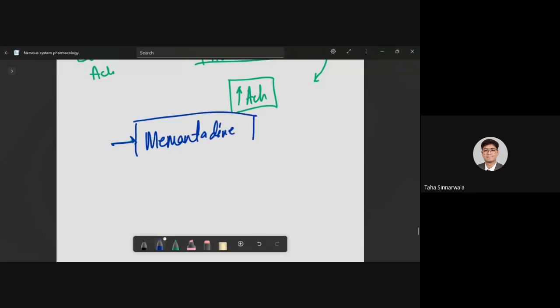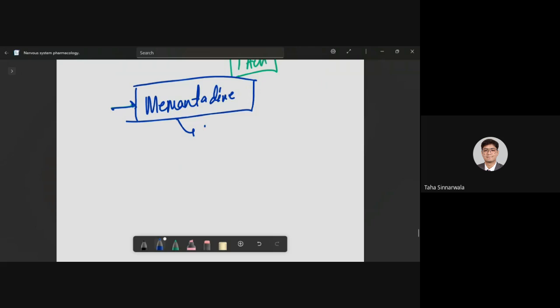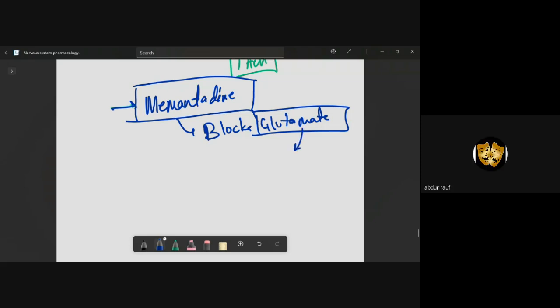And the way memantidine works, right, is it basically blocks the glutamate channels. Yeah, it basically blocks glutamate. And do you know what kind of receptor glutamate has? What's the name for that receptor for glutamate? NMDA. NMDA, yes. So NMDA.